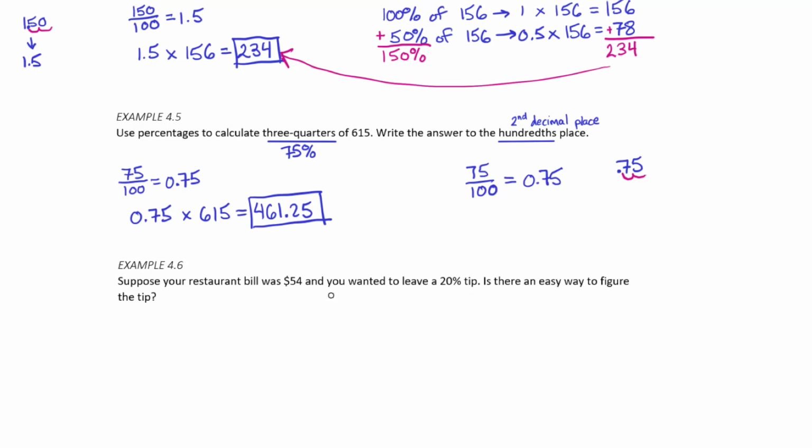This movement of the decimal when dividing by 100, the same idea is going to be used in example 4.6, although not dividing by 100. So suppose your restaurant bill was $54 and you wanted to leave a 20% tip. Is there an easy way to figure the tip? And I realize several of you have just said to the screen, yeah, it's called an app, or yeah, it's called my phone. But that's not what we're here for. We're here to get a little more mathy than that. So suppose your restaurant bill was $54, you wanted to leave a 20% tip. Is there an easy way to figure the tip? And the answer is yes.